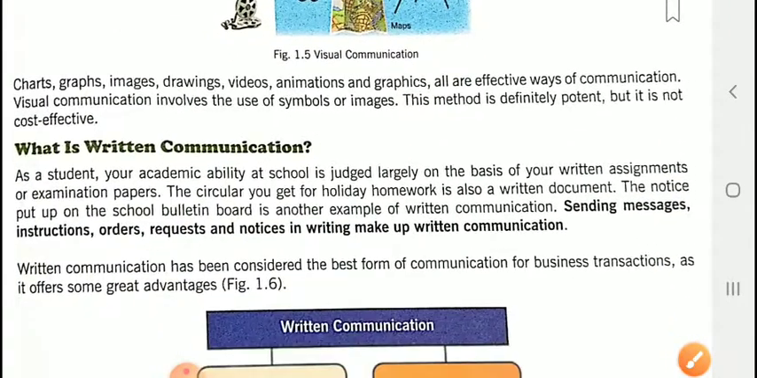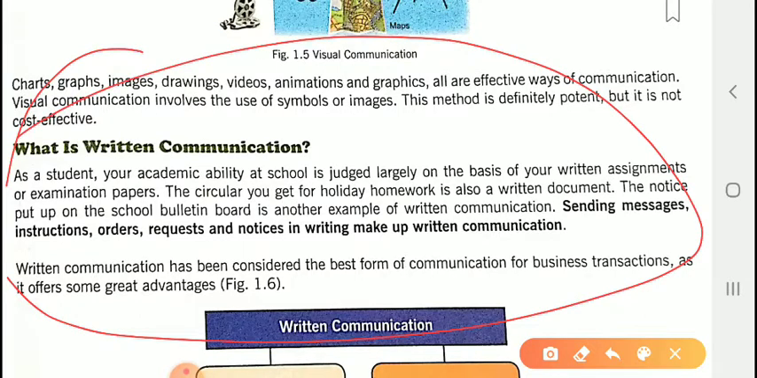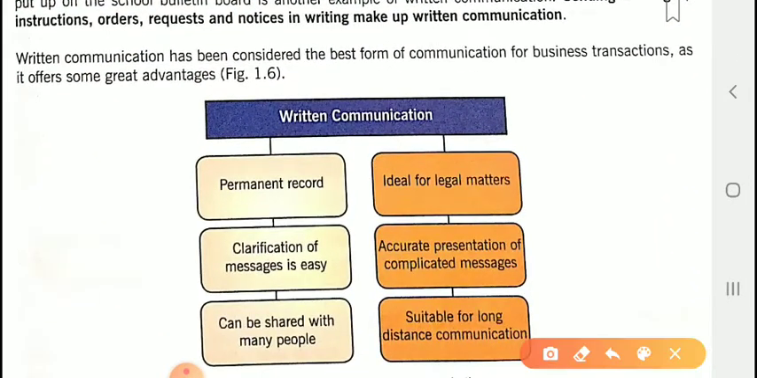Then after, what is written communication? Written communication is a very traditional kind of communication. If you want to write an official letter or other applications, this would be in written communication. Okay, like that in schools we give assignments or examination papers using written communication. Nobody gives school examinations in oral communication.